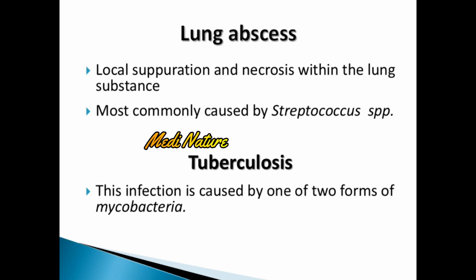Lung abscesses are most commonly caused by bacteria called Streptococcus. It causes local suppuration and necrosis within the lung substance. Suppuration is production of pus and necrosis is death of cells. Tuberculosis is another infection which can be seen in the lungs. It is also caused by a bacterium called Mycobacteria.